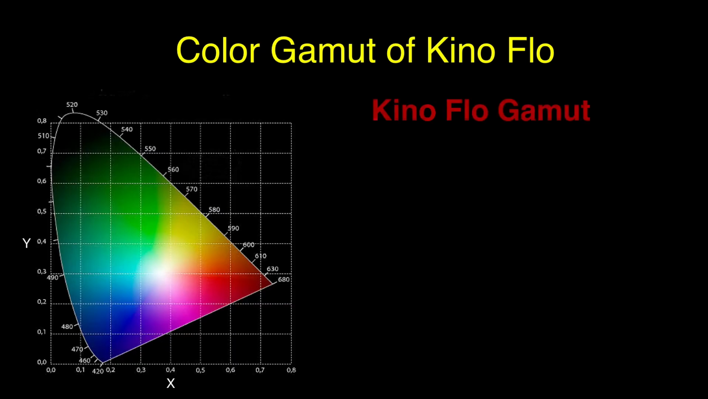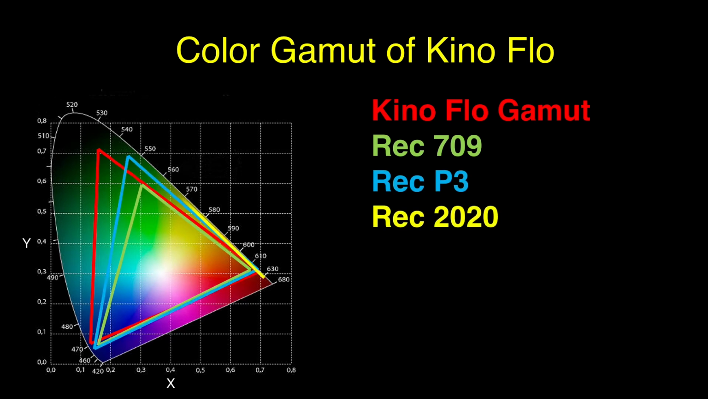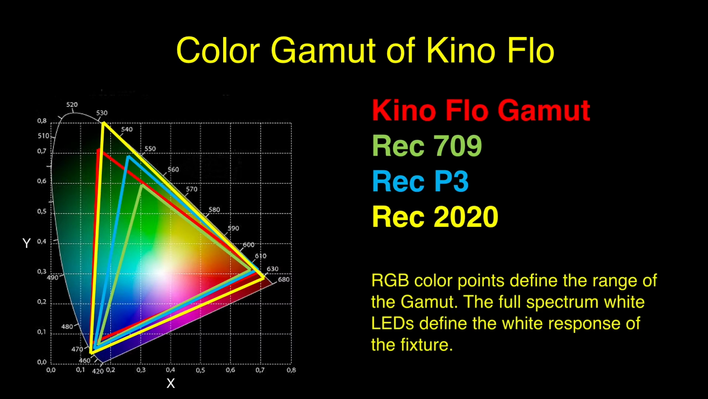When we talk about gamuts, Kino Flo has a gamut. It looks sort of like that. 709, P3, 2020. And you can see how there are obviously certain colors that are not within the gamut of the Kino Flo to reproduce.